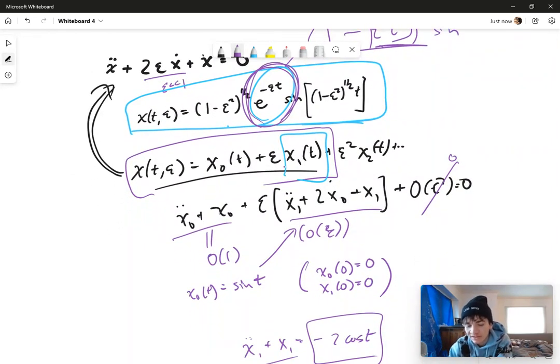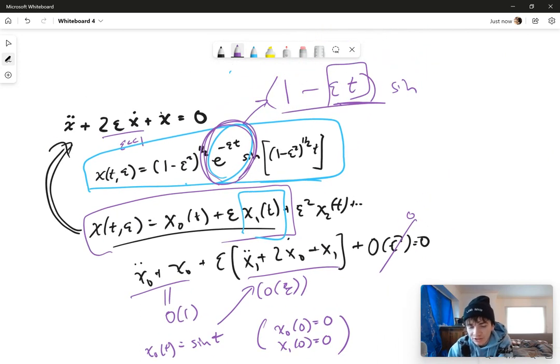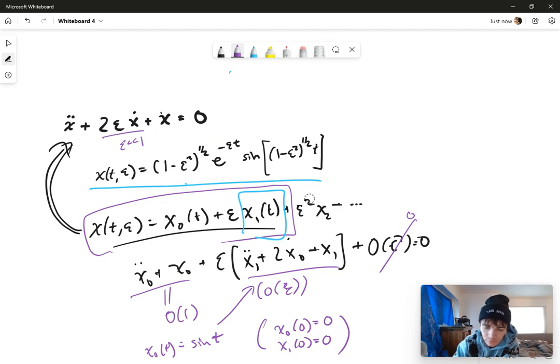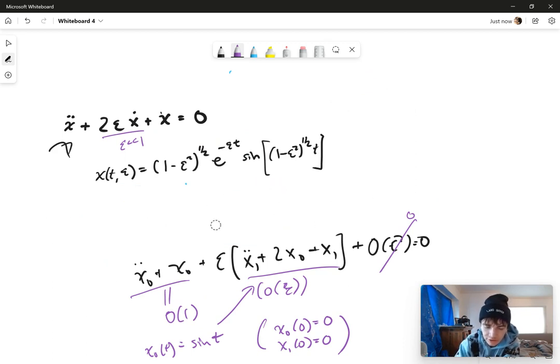When I start to try and separate x naught and x1, I get these coupled equations that end up causing resonance terms, okay? And so the method of two timing essentially deals with this problem by creating a method of substitution that eliminates resonance, okay? And so what you do is, let's go back to our equation here.